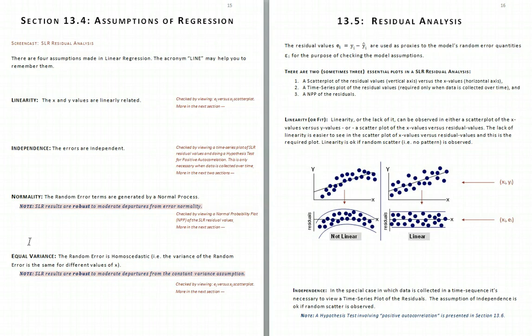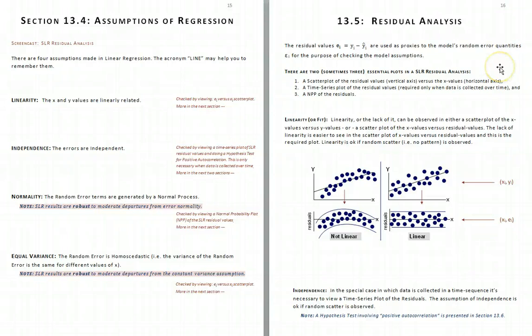The acronym LINE may aid in remembering the model assumptions. L for linearity, I for independence, N for normality, and E for equal variance. The residual values e_i are used as proxies to the model's random error quantities epsilon_i for the purpose of checking the model assumptions.